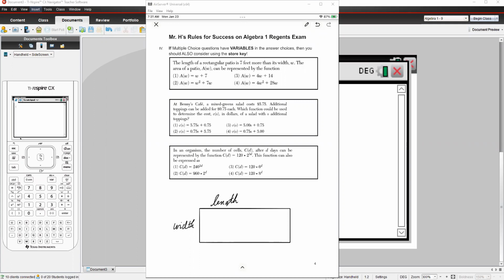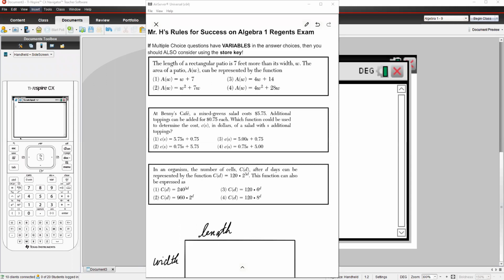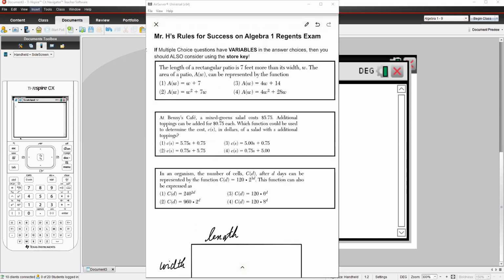I'm going to do the first one, and then I'm going to do the last two. It says the length of a rectangular patio is 7 feet more than its width, W. The area of the patio, A of W, can be represented by the function blah, blah, blah.